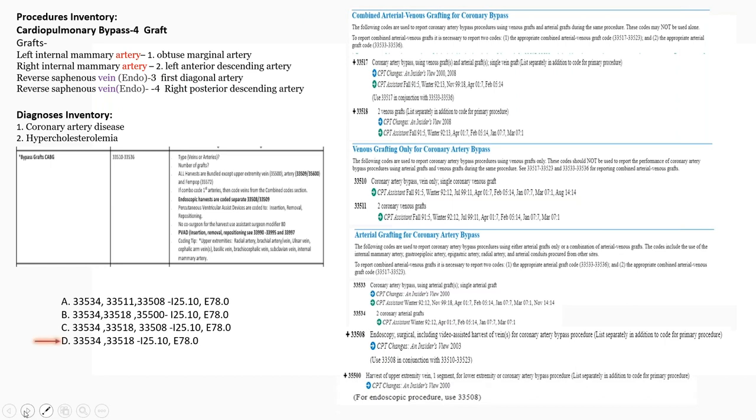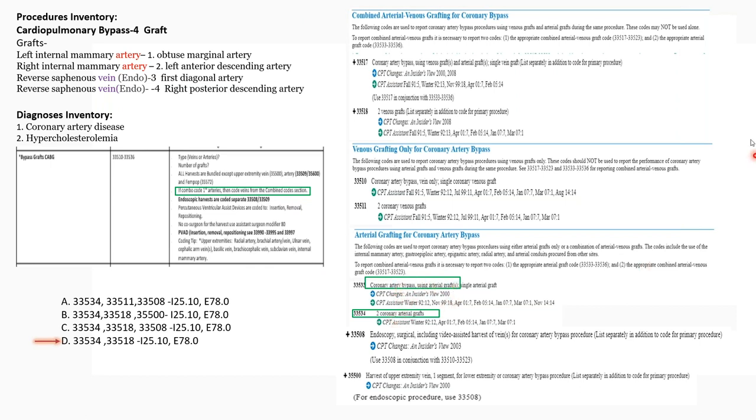Let's look into option D. 33534 and 33518. What is it coding for? 33534 is coding for coronary artery bypass graft using arterial graft to coronary artery. This is a good code selection. As I said, in our FDR, this is a combination of grafts used, so we have to first code for the artery codes. We have coronary artery bypass graft using arterial graft.